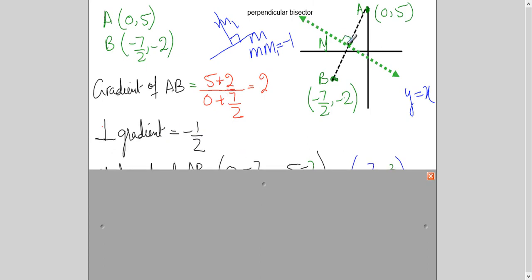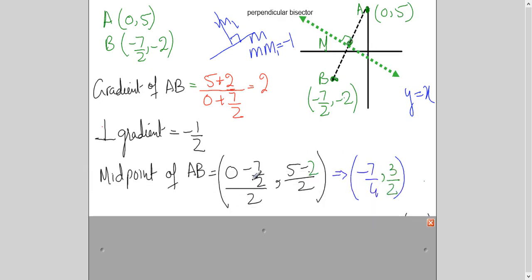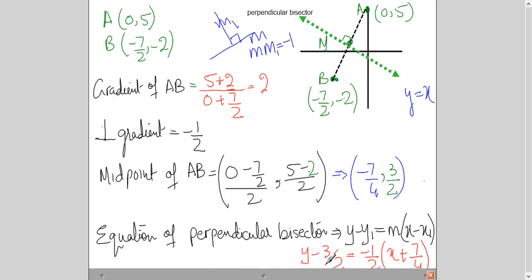Now I have to find this point, which is the midpoint. So I will apply the midpoint formula. You must remember: x1 plus x2 divided by 2, comma, y1 plus y2 divided by 2. These are the points. So I got my midpoint and I got the gradient. Using this gradient and this midpoint, I will find the equation of the perpendicular bisector.